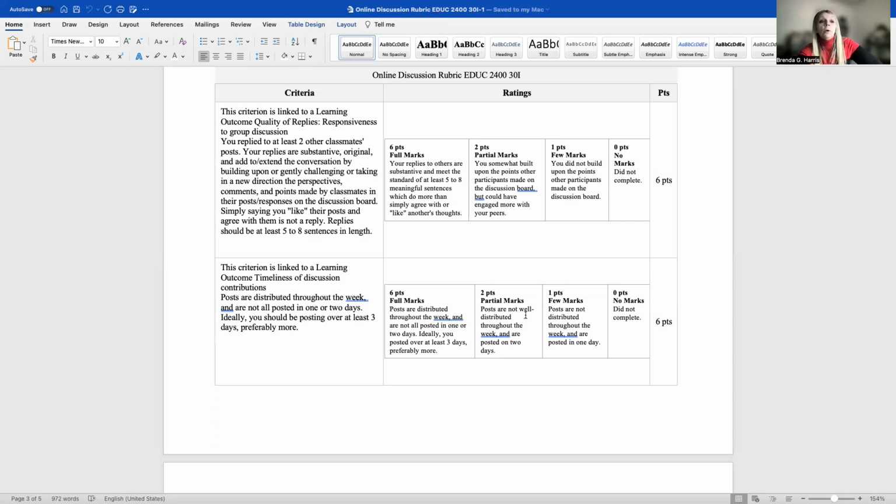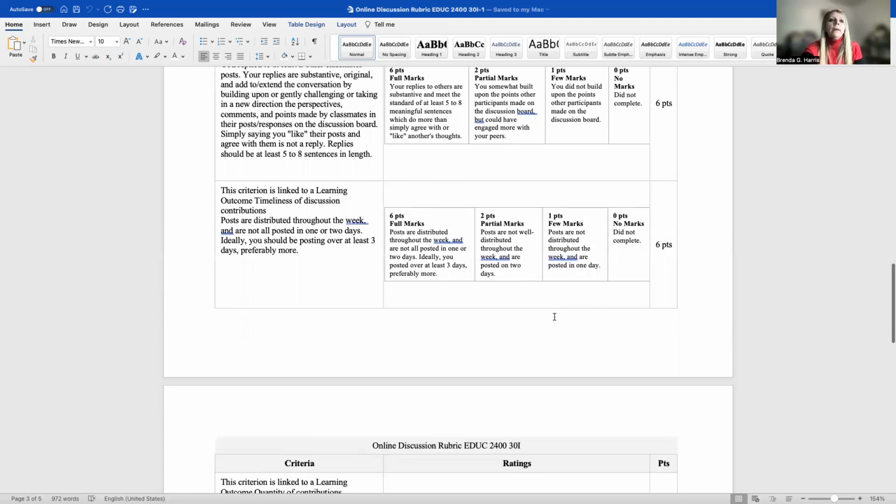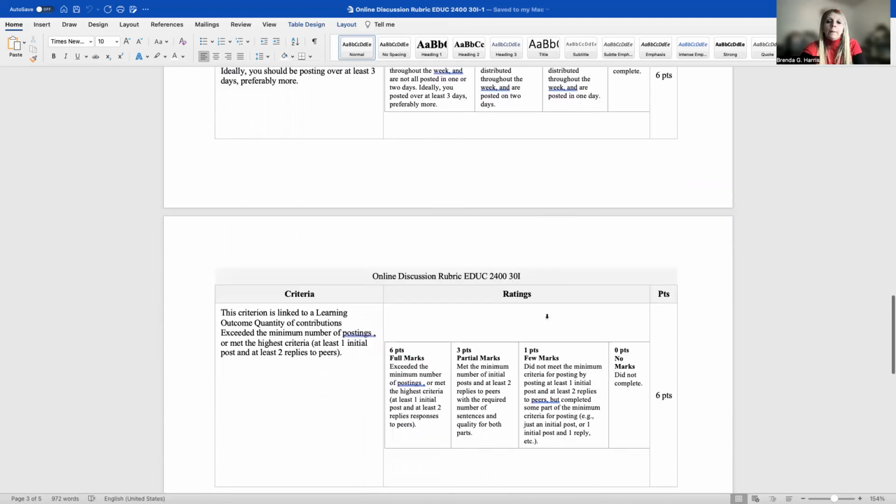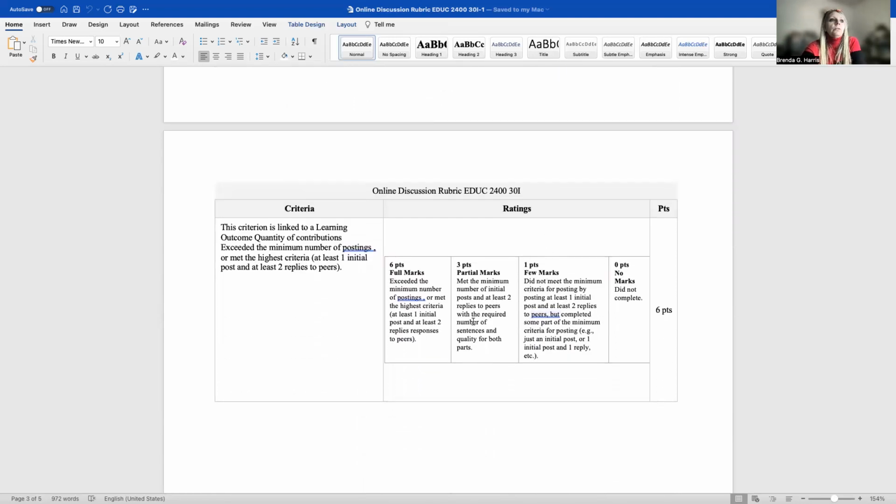And then you get 2 points if your posts are not well distributed throughout the week and are posted on 2 days. You get 2 points for that. 1 point if they're all on the same day, 0 points if you didn't even reply to anyone. So this is the one that tripped a lot of people up. And I can understand it may not have made sense to you, but hopefully now that you know what the thinking is behind it, hopefully you won't feel like it's just jumping through hoops there.